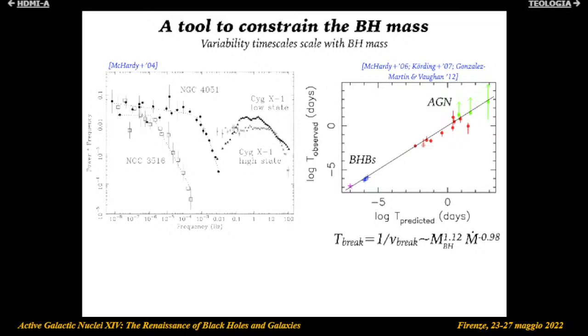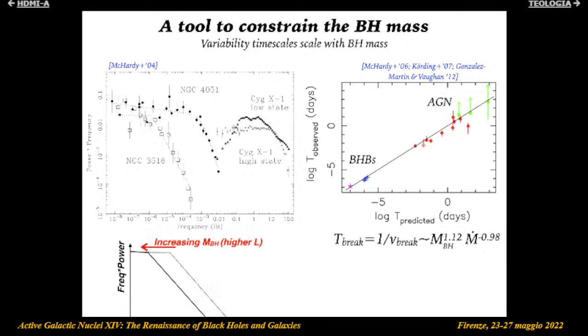So if we are able to see this break and measure it, we could infer the black hole mass, but there would be some uncertainty related to our knowledge of the mass accretion rate. And the other problem is that this break is not always easy to measure. We don't always see it in AGN. We are always limited by this frequency window that I discussed before.